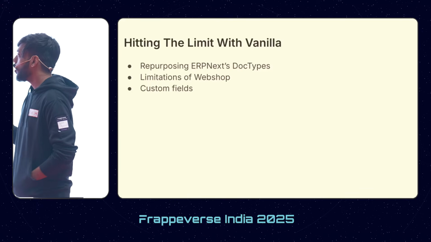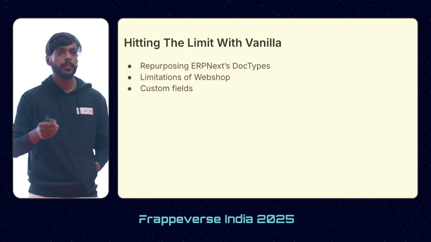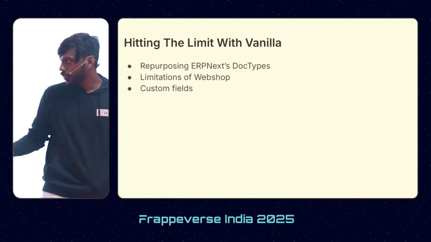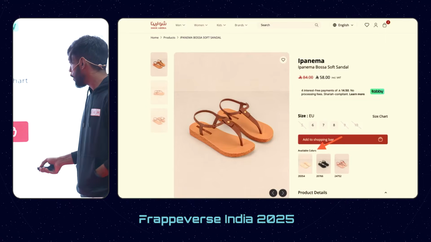Now this is one of the things where we had to brainstorm a bit. So basically we hit a limit with the vanilla. So what was happening was that, if you see this screen, right, we have these available colors.